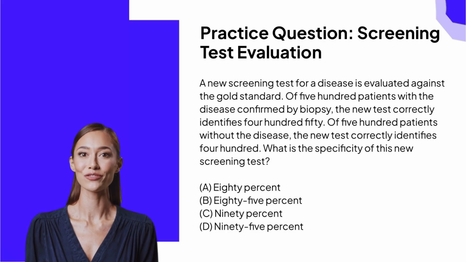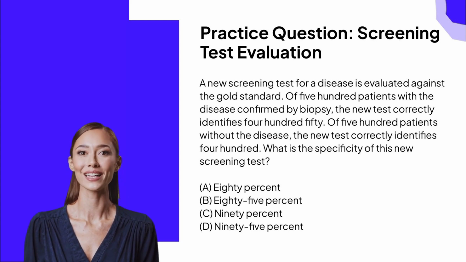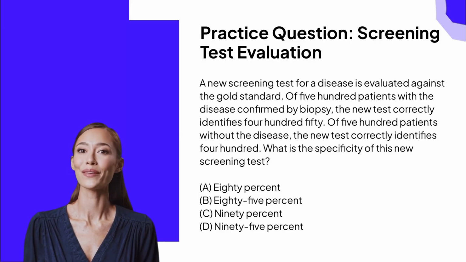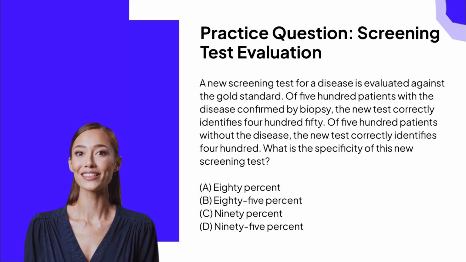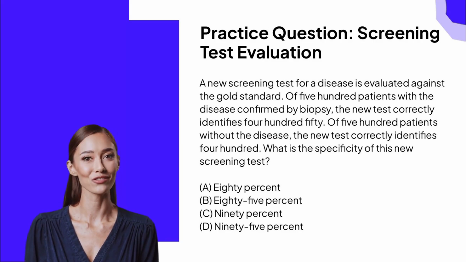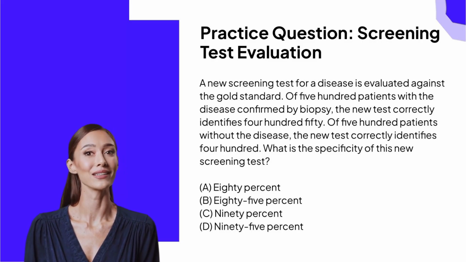Let us work through our first practice question. A new screening test for a disease is evaluated against the gold standard. Of 500 patients with the disease confirmed by biopsy, the new test correctly identifies 450. Of 500 patients without the disease, the new test correctly identifies 400. The question asks for the specificity. Before we look at the answer choices, think about what specificity means and how you would set up the 2x2 table here. Take a moment to think through which number goes where in the table.